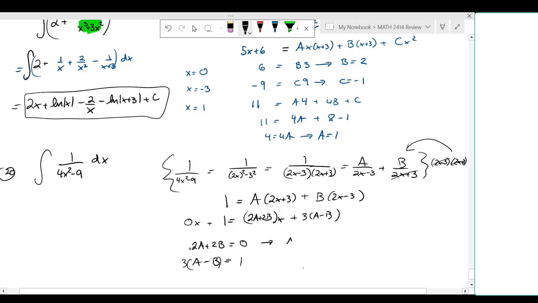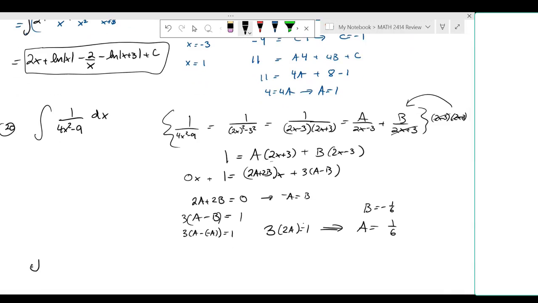Okay, so this tells us that b is the negative of a. And if b is the negative of a, so a would be 1/6. So b must be negative 1/6. Cool. So you get easy peasy, right?